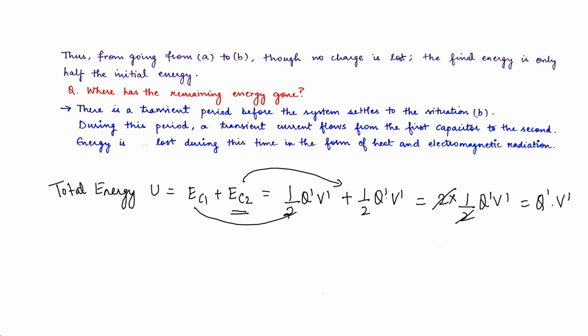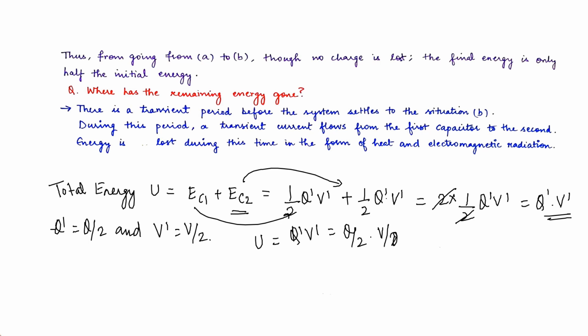From the above we found that Q dash equals Q upon 2 and similarly V dash equals V upon 2. So we will substitute the values of Q dash and V dash here. We will find energy equals Q dash V dash equals Q upon 2 into V upon 2. So QV upon 4 will be the answer.